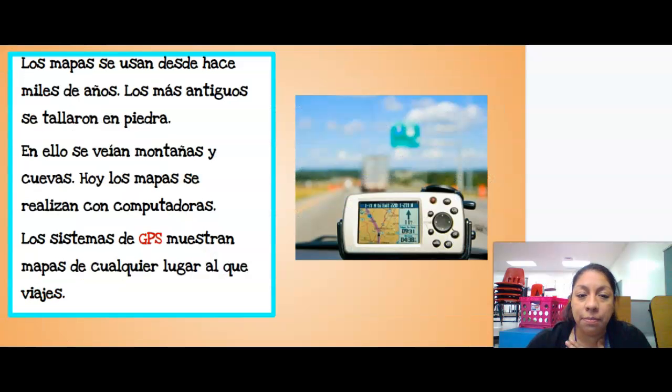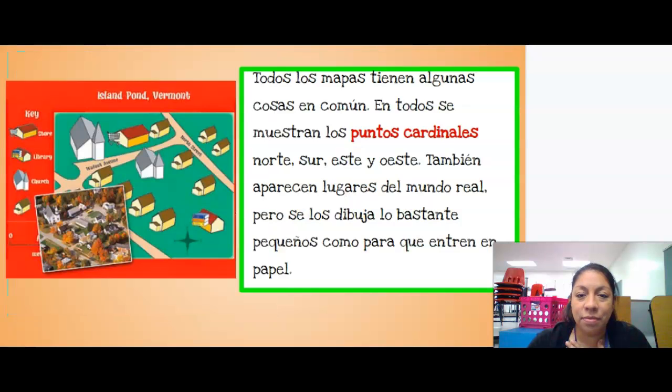All maps have things in common. In all maps, you'll find the cardinal points, which are north, south, east, and west. You can also find places that you would normally be able to see in real life. But sometimes they draw them very small so you're able to see them on the map. So they may not be the exact picture, but it's a picture that you can recognize so that you can find it on a map.